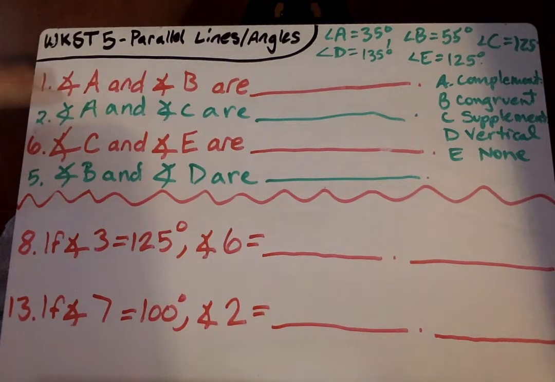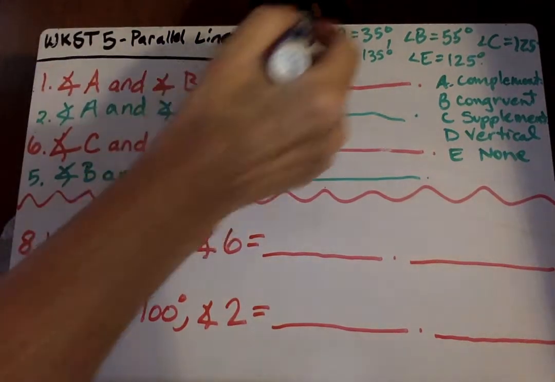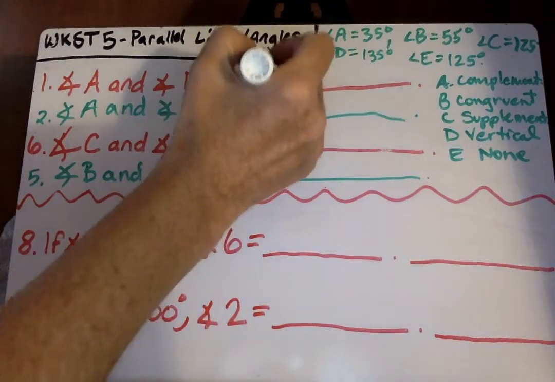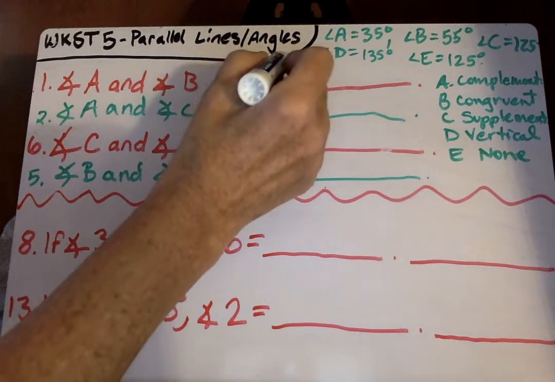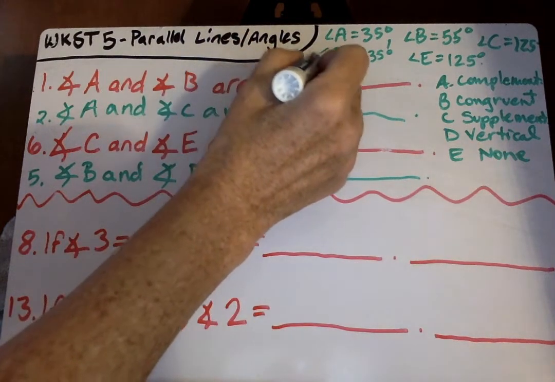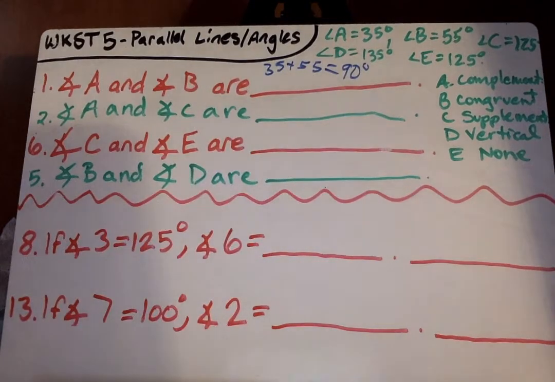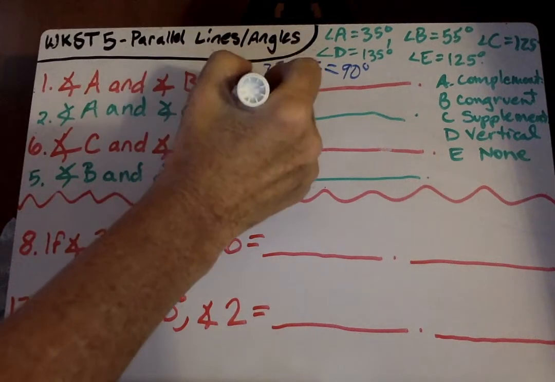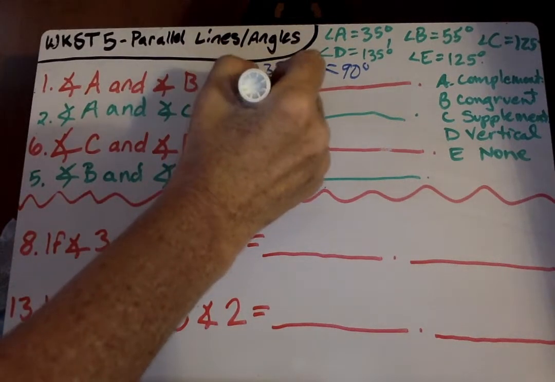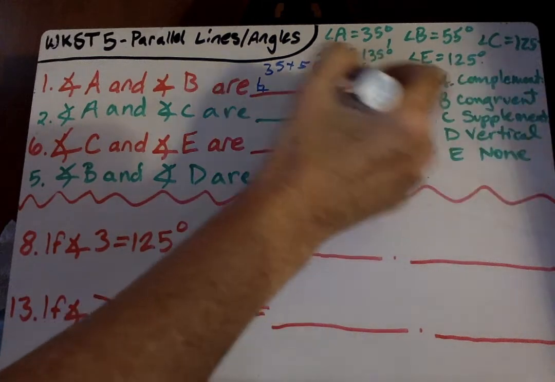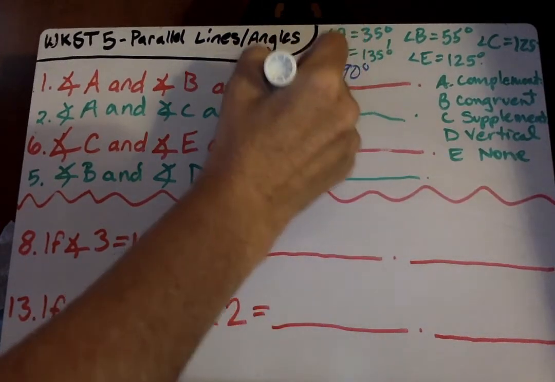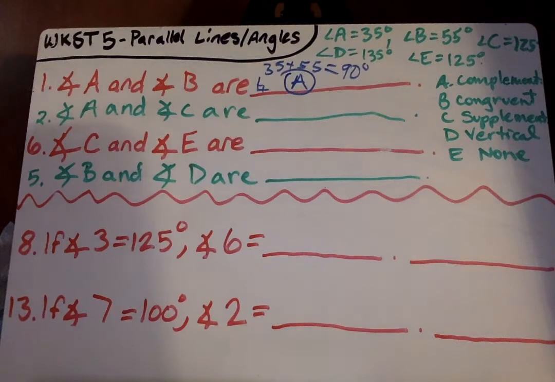So this is another way to do an angle sign, just so you're aware of different types, because I don't know what all types you're going to see on the computer. So angle A and B. A is 35, B is 55. If I go 35 plus 55, that's 90 degrees, which makes a corner. So if it makes 90 degrees, it's going to be complementary. So we match that up, it's A.